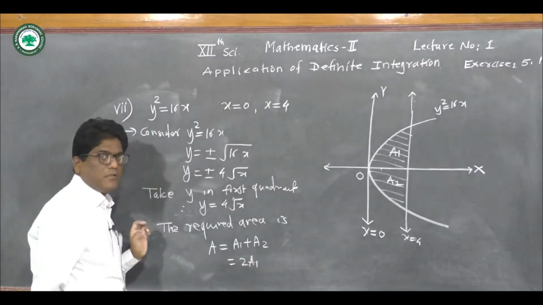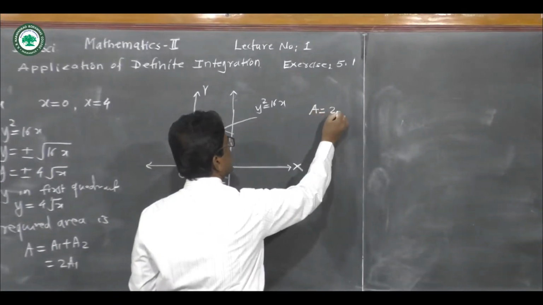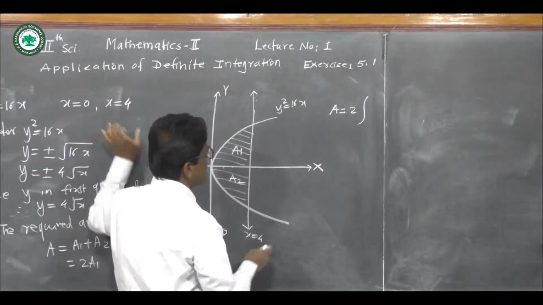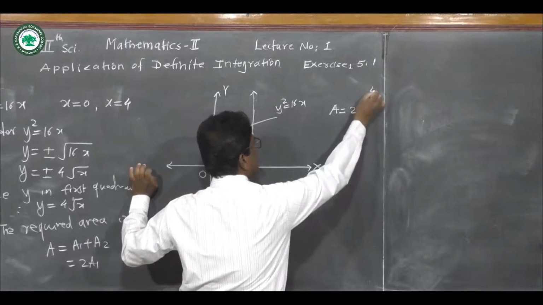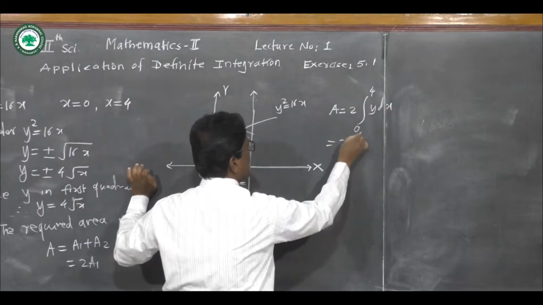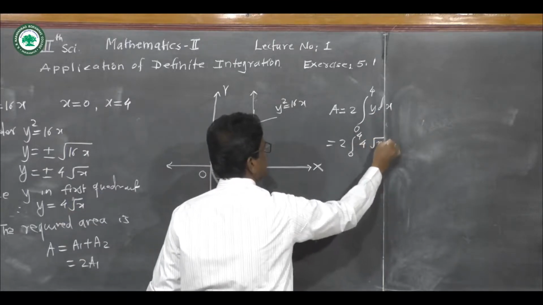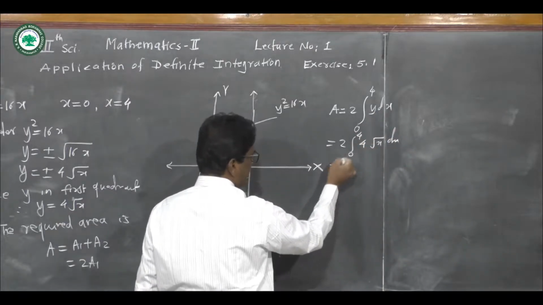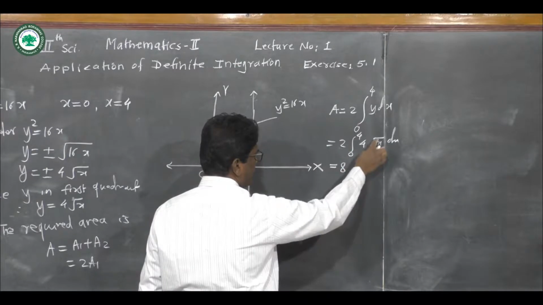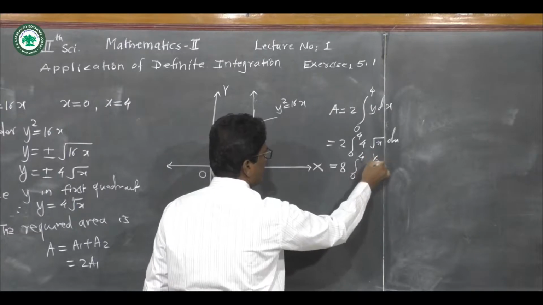So here A is equal to 2 times the integration from 0 to 4. The lines are x is equal to 0 and x is equal to 4, so the lower limit is 0 and the upper limit is 4, y dx. So it is equal to 2 integration 0 to 4, y, which in the first quadrant is 4 into root x dx. Take 4 outside the integral, 2 times 4 is 8, and the integration from 0 to 4 of root x, x to the power 1/2 dx.